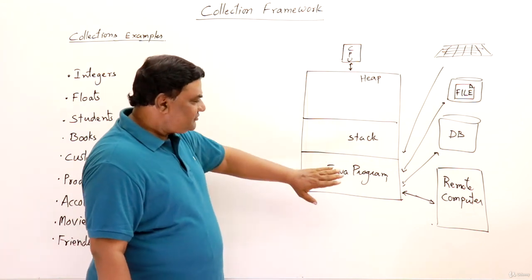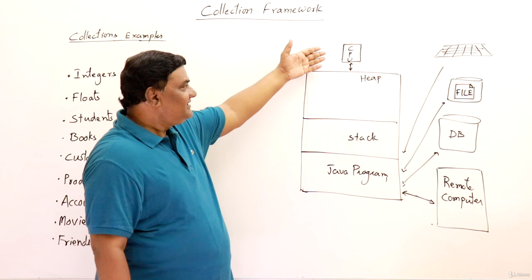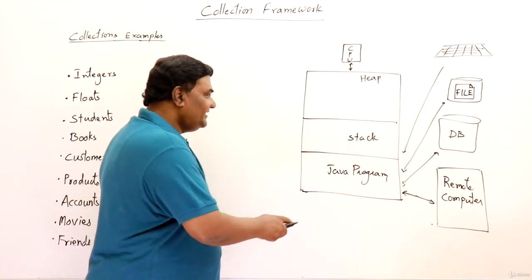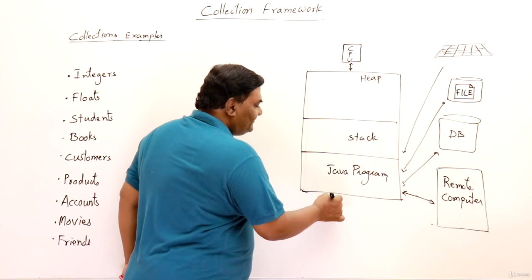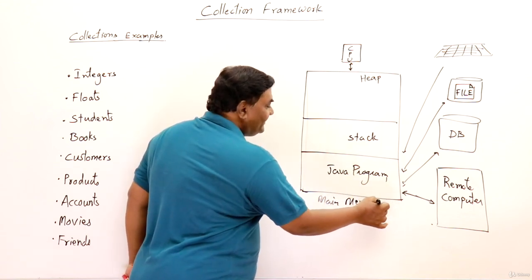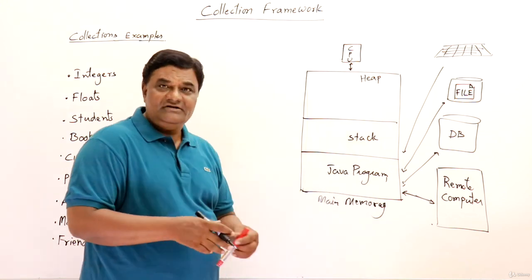Now in this diagram, I am showing Java program here, and this is a CPU, that is processor, and this is the main memory. This entire thing is main memory. So inside the main memory, Java program is running. All right. Then Java program will be getting the data from various sources. So what are the sources?